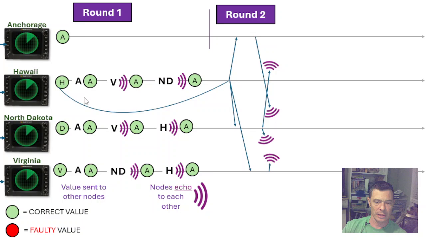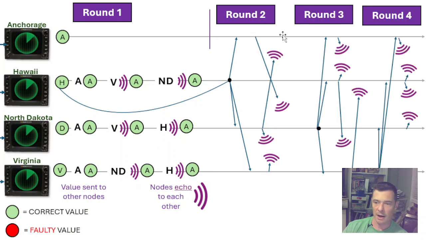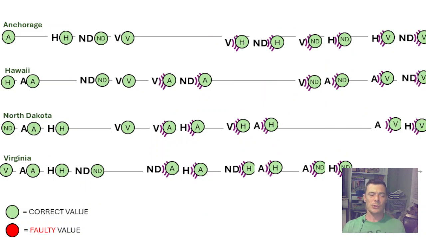And now, in this case, it's Hawaii's turn. He's going to send out the value that he has to all of his teammates. All of his teammates are going to receive it. They're going to echo it to each other, again, except for Hawaii. And this process is going to repeat 4 times. So 4 nodes repeats 1 time for each node. And here's what the data points look like at the end of this. It's all the data values.